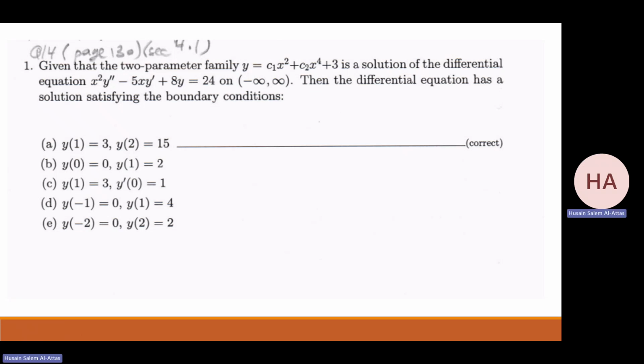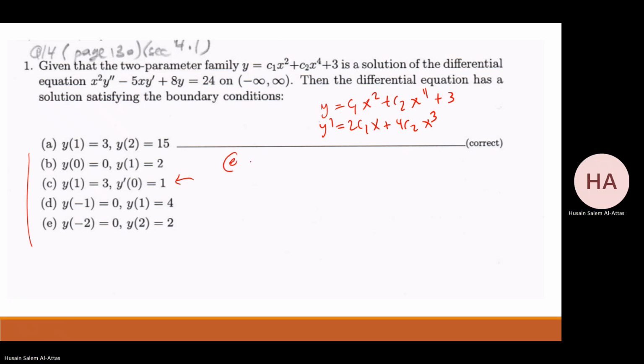Yeah, I need to check all of these. So I have y equals C1x squared plus C2x to the power 4 plus 3. I need y prime actually in only one, but let me find it. That will be 2C1x plus 4C2x cubed. Okay, let me do E.